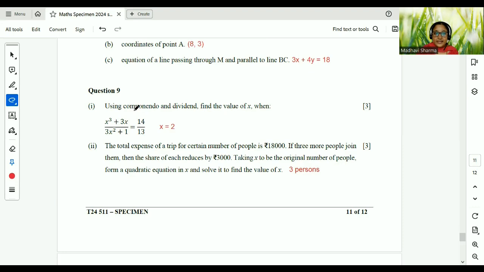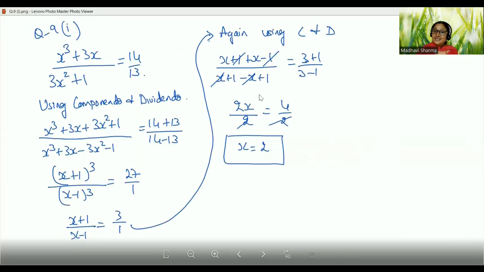Ninth, the first one: using componendo or dividendo to find the value of x. I got the answer as 2. How? I'll show you. Children, it's very easy. It's just that you have to know the expansions.